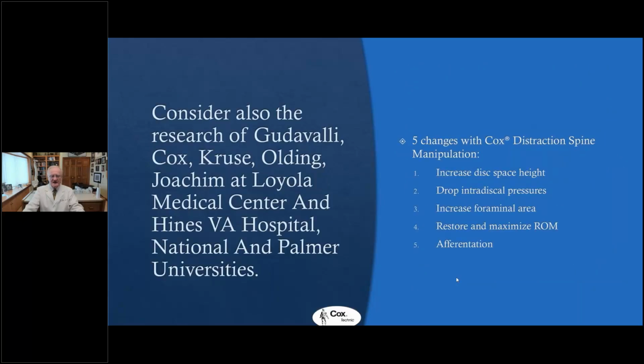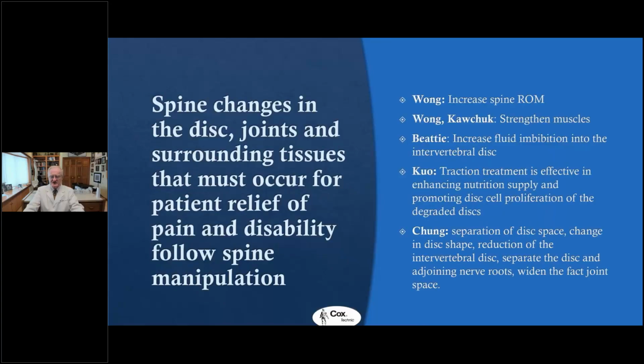Put another way, Gudavalli, Cox, Cruz, and Olding and Yoakum at the Loyola Medical Center and Hines VA Hospital said there are 5 things that happen when you perform Cox distraction manipulation. We increase disc space height, we drop intradiscal pressure, we increase foraminal area, we restore and maximize range of motion, and then we create afferentation by the lateral spinothalamic tracts to stimulate, by a functional MRI, the structures of the brain to create corticospinal return of pain relief. And put another way, these are the things that must take place in the literature today for a patient to receive relief of both pain and disability from a spinal manipulation.